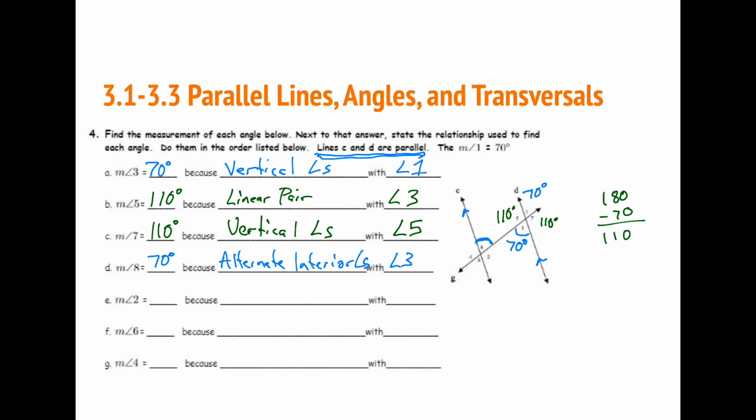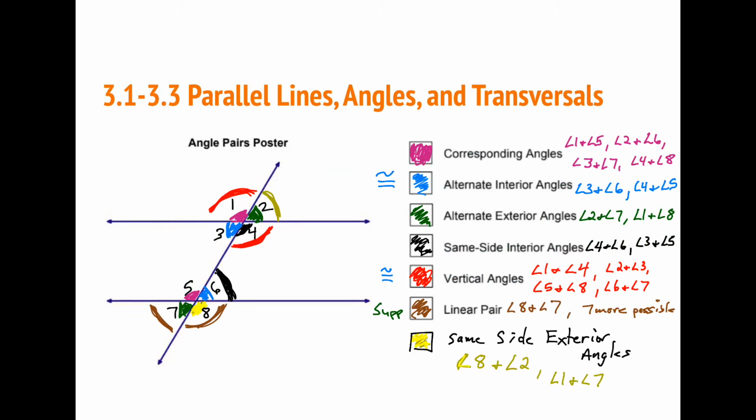All right, measurement of angle 2. So this one is going to be 110 degrees because I'll say it's corresponding angles with angle 7. And so what do we notice about angle 7 and angle 2? It's that they're both 110 degrees. So I know that alternate interior angles are going to be congruent as well. Sorry, put that in the wrong place. Corresponding angles are going to be congruent.